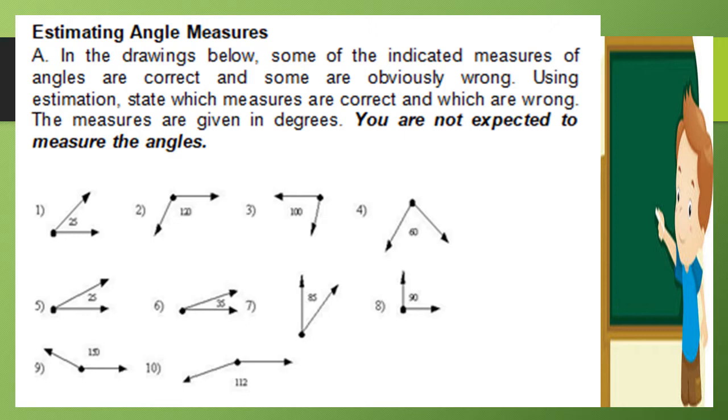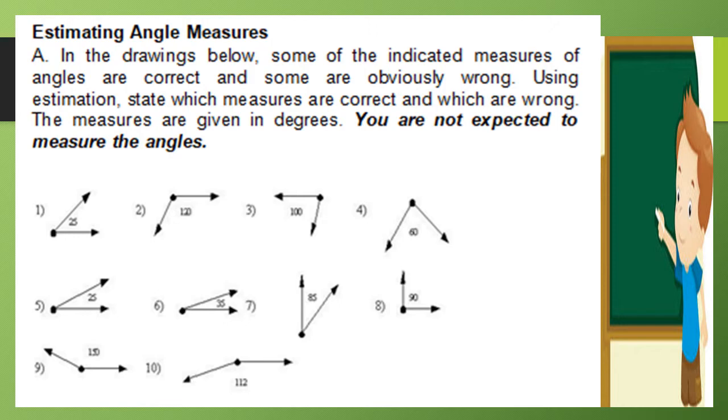How about number 2? Still correct because it's more than 90 degrees, so the illustration is an obtuse angle. Number 3 is false because 100 is more than 90 degrees, so its illustration must be an obtuse angle. Number 4, 60 degrees. Okay, number 4 is true because 60 degrees is an acute angle. Number 5, correct. Number 6 as well.